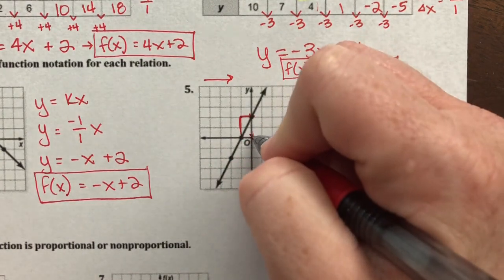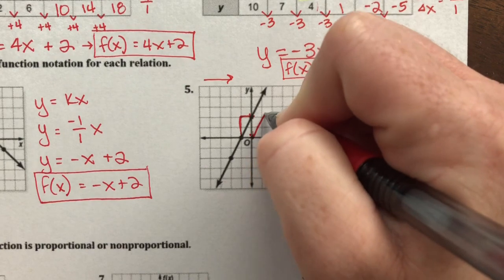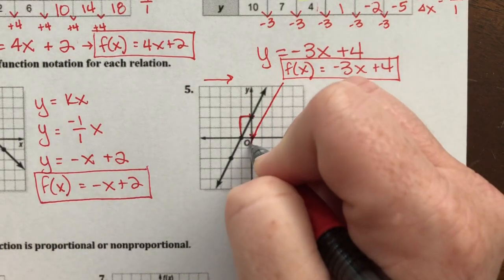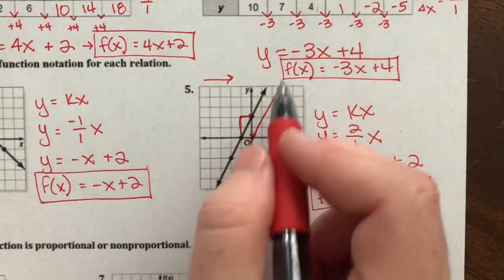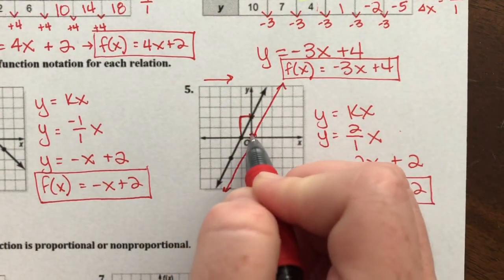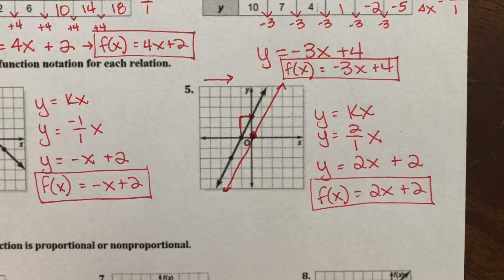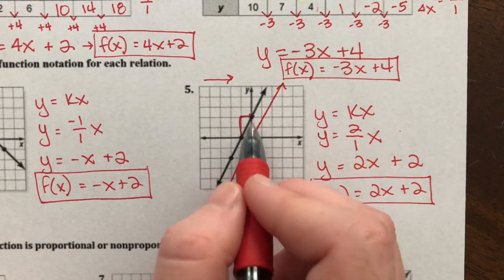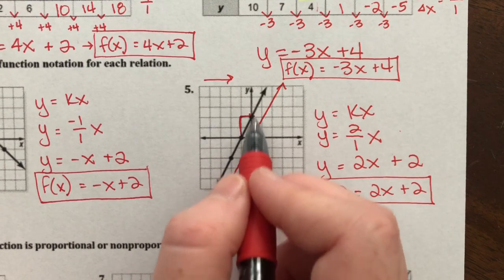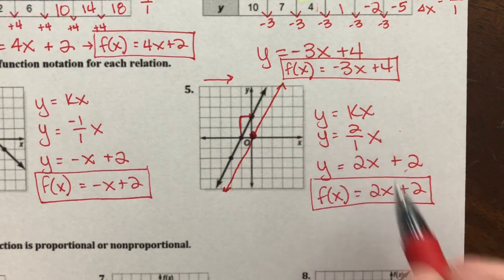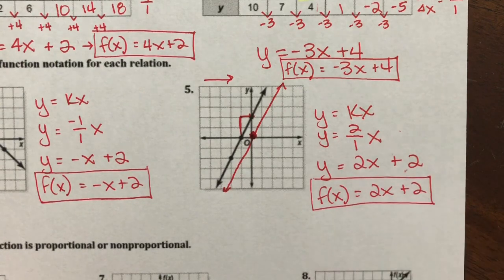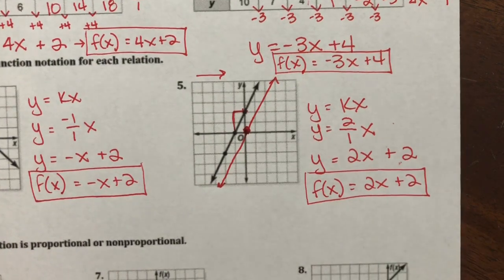Think of this line as normally going through these points this way. If this red line was my line, it goes through the origin. So the equation of that line would just be y equals 2x. But it's not this line. We moved it up 2. It crosses my y-axis up 2. So I had to add 2 onto the end of y equals 2x. That's why there's a plus 2 on the end. Okay, hopefully that's making sense.